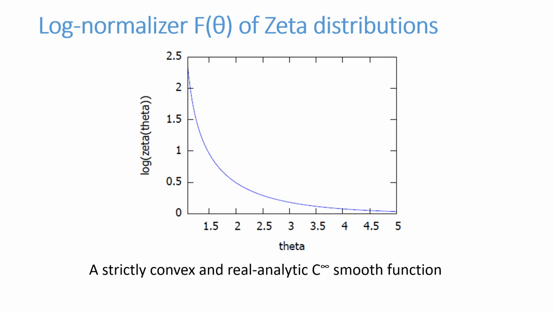Here, for a sanity check, we show the plot of the log zeta function, and we can check that it is a strictly convex function. Moreover, since the zeta distributions are exponential families, the log normalizer is always analytic. We should have a smooth function, which is strictly convex.